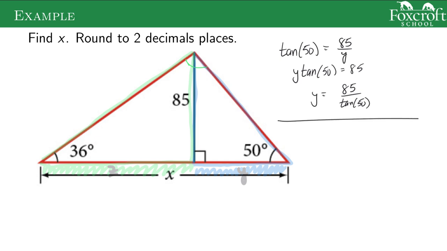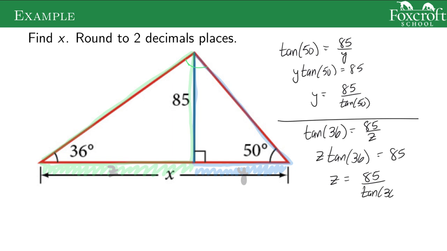And then we can do the same thing for z. So z is 36 degrees. We also have the opposite and adjacent sides, so the tangent of 36. TOA is 85 over z. Multiply by z. Divide to get z all by itself. And now the x value we care about is just that y value plus that z value.